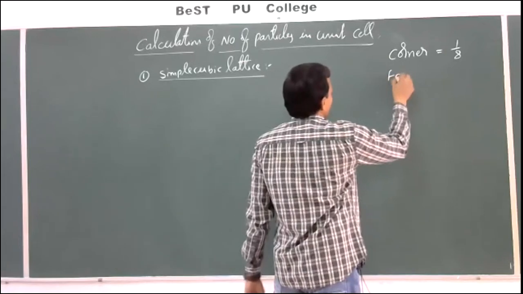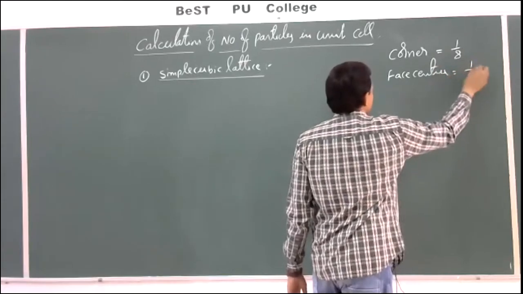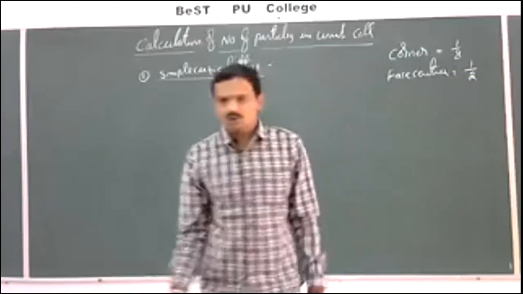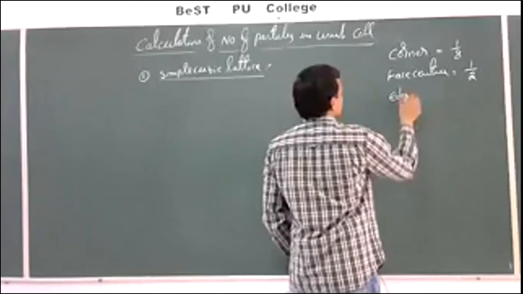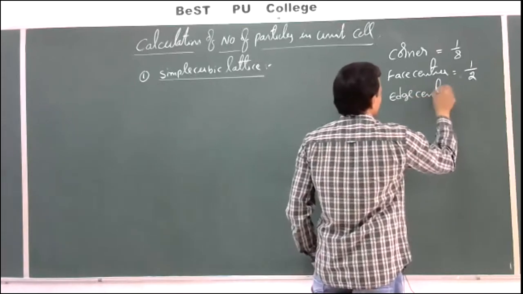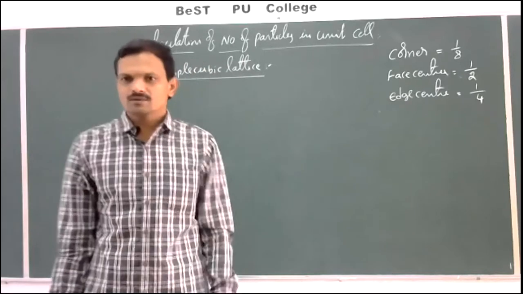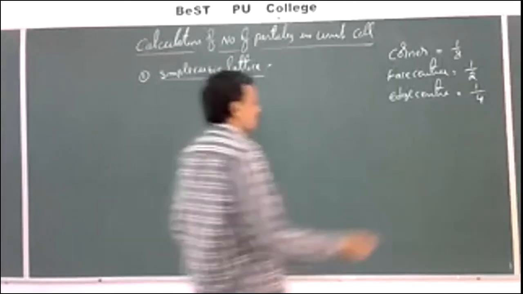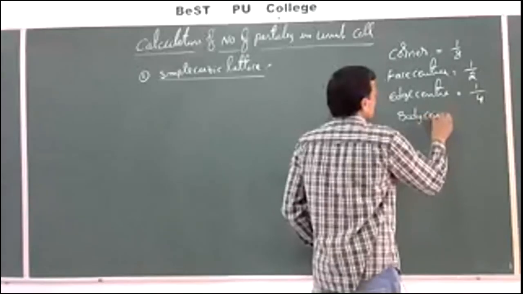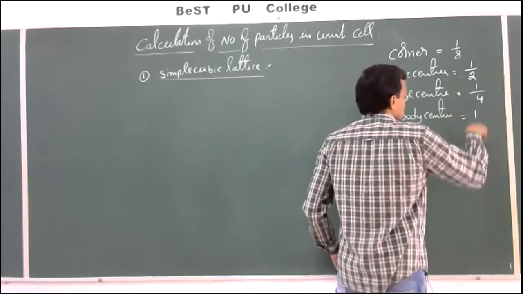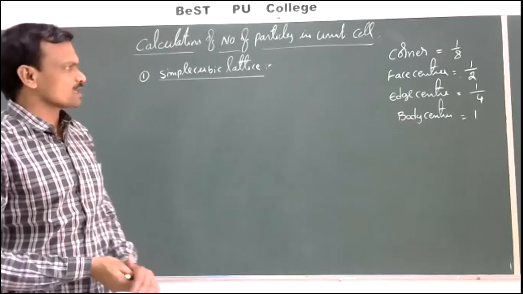And a particle at the face center is shared with 2 unit cells. So each unit cell gets a share of 1 by 2. And a particle at the edge center is shared with 4 unit cells. So each unit cell gets a share of 1 by 4. And a particle present at the body center is not shared with any other unit cells, so the total particle belongs to the unit cell. This is what we discussed in the last class.